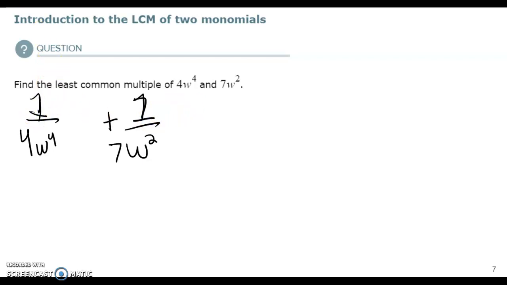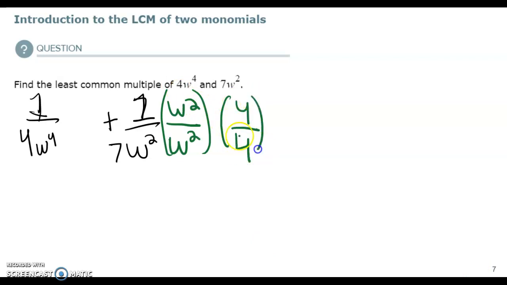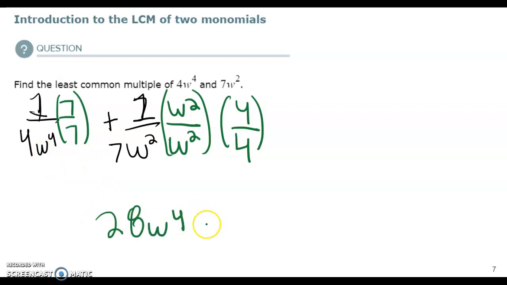So let's just talk about the w's first. We have 4 w's here and 2 w's here, which would mean everyone needs a total of 4 w's. So we give this one 2 w's. Now our w's are good. 7 and 4, what is the smallest number 7 and 4 both go into? 28. So to get both of these, this would need a 4. This would need a 7. So I'd end up with a denominator of 28w to the 4th, and these least common denominators are the least common multiples.